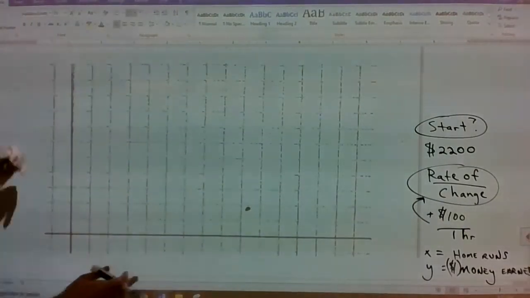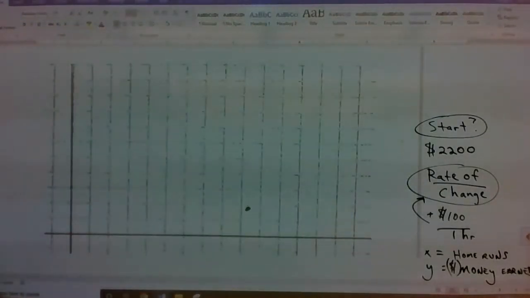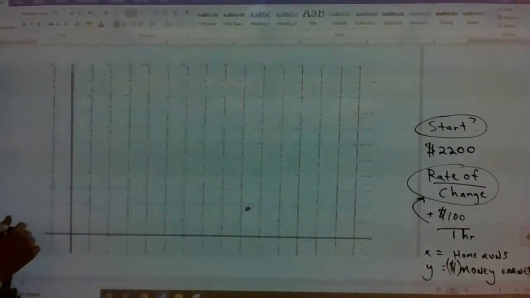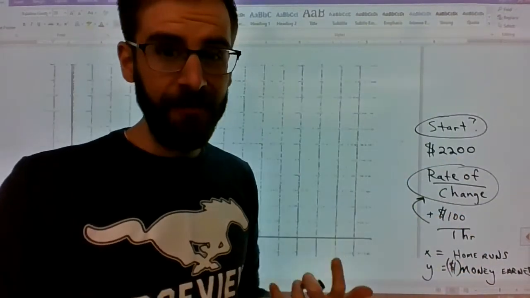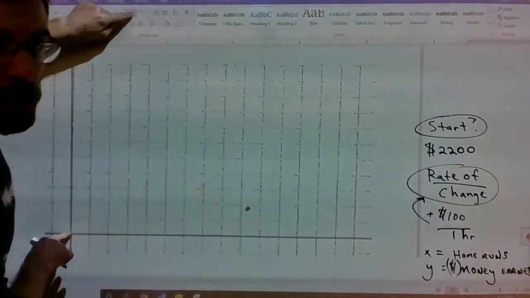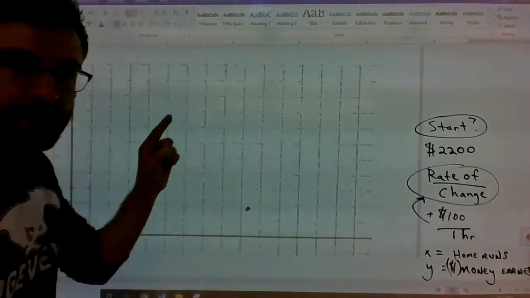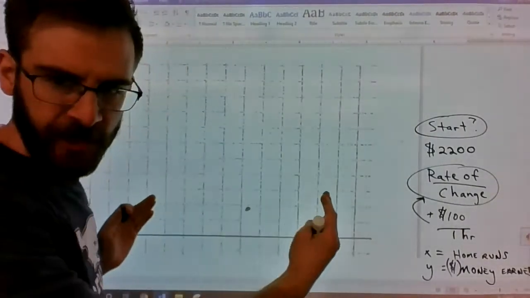So we've got our x-axis and our y-axis. Yeah, let's get to it. This is really wonky because the $2,200 is kind of a big amount to start with, considering we only have 11 blocks and it's going up, right? You're making money, so the line's going up. So I need to be really careful about the intervals I go by.